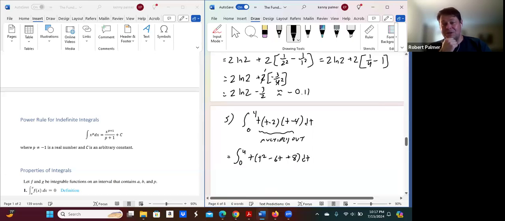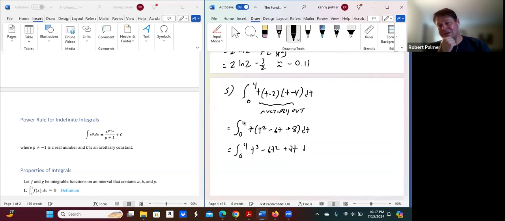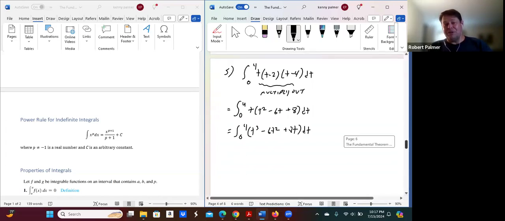And then finally distribute the t through. And so we have the integral from 0 to 4 of t cubed minus 6t squared plus 8t dt. Make sure we put parentheses around that. Okay. Now we have something more normal, the kind of thing we've seen before. It's nothing different. We just have more to do because we have 3 parts. We have 3 different integrals, but everything's working exactly the same as we've already seen.